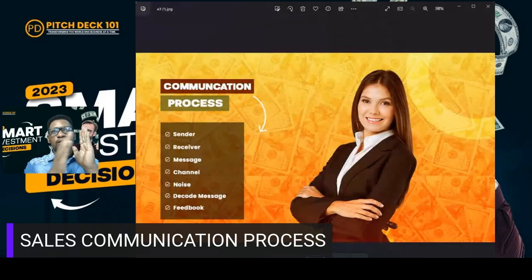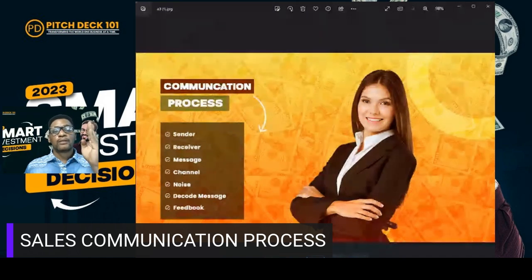The faster you're able to get the noise out of the way, the better you're going to be able to achieve the results that you want, which is everything I've just talked about: customer conversion, cash flow maximization. So now once the message is in, you remove the noise. That message now has to be decoded by the receiver.